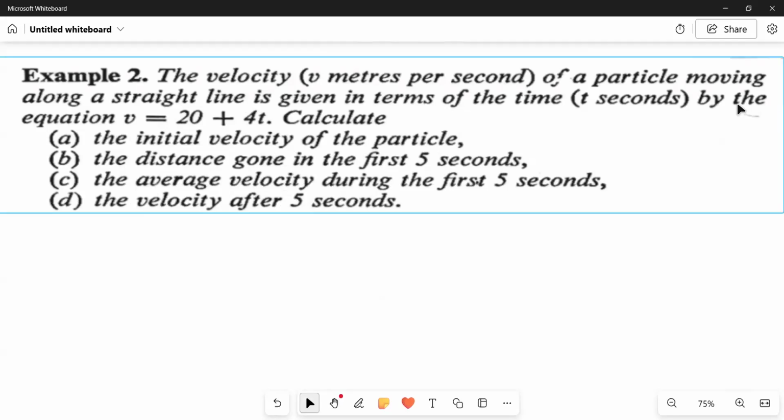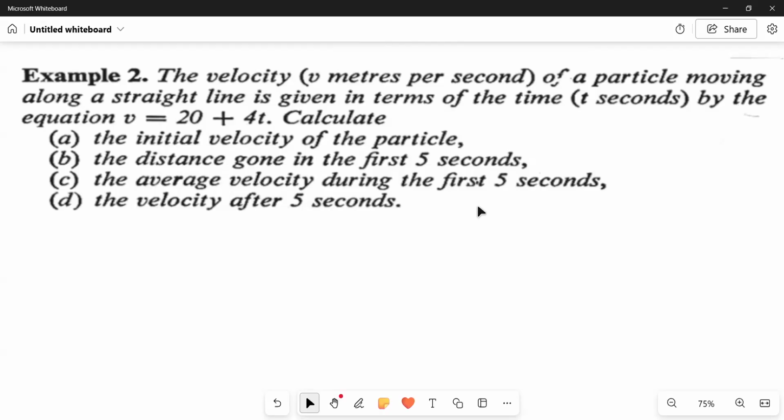So, what is this thing doing here? The velocity of some particle moving in a straight line is given by this expression v, right? And they ask you to calculate the initial velocity, the distance gone in the first 5 seconds, the average velocity during the first 5 seconds, the velocity after the, oh my, a lot of things. Sorry, good. Not every single thing is going to involve calculus, but whatever involves calculus, we're going to use it.